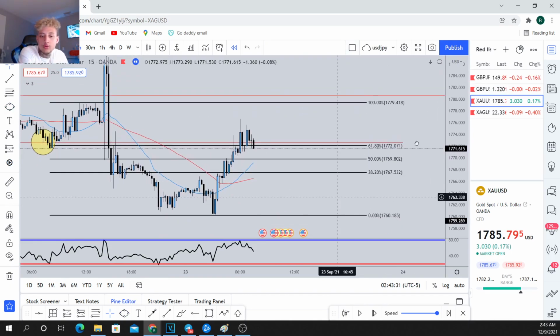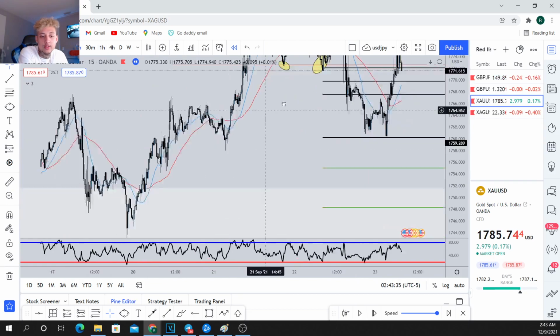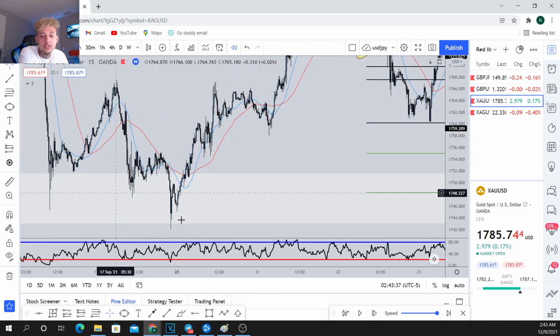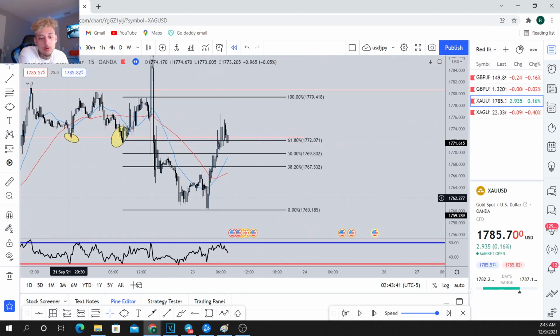So what could we do? We could say, hey, here we have our previous level of support. Where's our previous level of support? Down here. These are our daily lows and our 4-hour market structure lows. So what could we do?